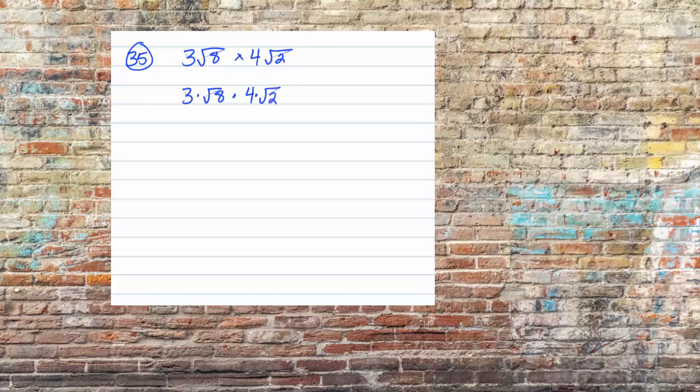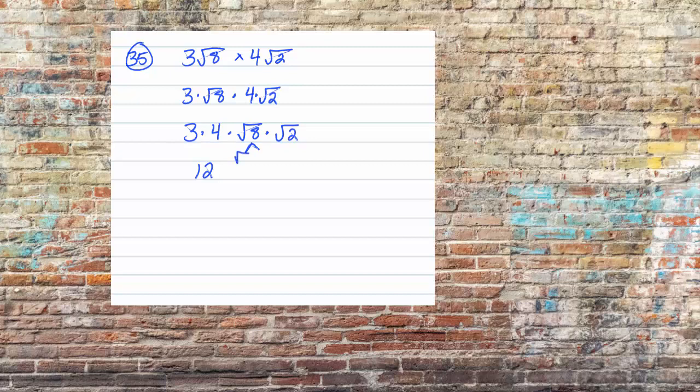And the order here doesn't matter because the commutative property tells us we can rearrange the order of any terms that are being multiplied and we'll get the same solution. So I can rewrite this as 3 times 4 times root 8 times root 2. Where I'll go ahead and multiply my 3 times 4, which is 12. And I'm going to simplify root 8.